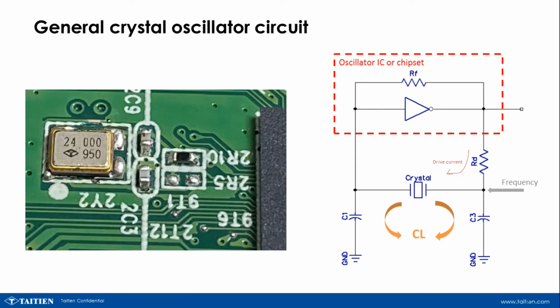This is a standard crystal oscillation circuit. The red dotted line represents the oscillator IC or chipset. The rest are the external oscillation circuit with two capacitors connected to ground. Through measurement and calculation, we can understand whether the oscillation circuit environment is stable or not.